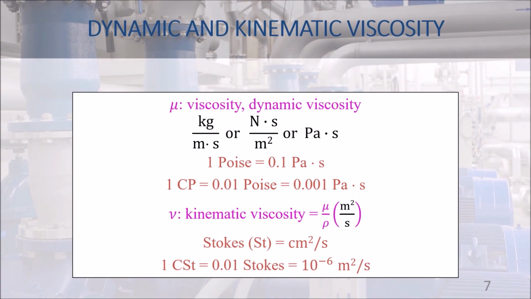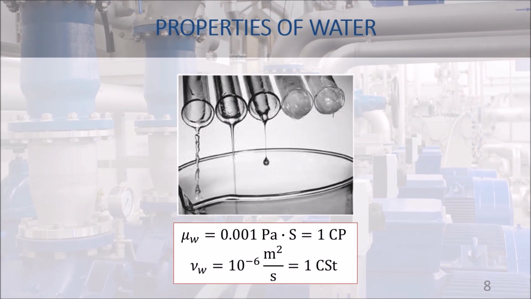The viscosity as a property is expressed mathematically as dynamic viscosity, or simply viscosity, and kinematic viscosity, which is the dynamic viscosity divided by the density. Each has a few units. The viscosity of water is 1 centipoise and the kinematic viscosity is 1 centistokes, which are equivalent in SI units to 10 to the power negative 3 and 10 to the power negative 6.